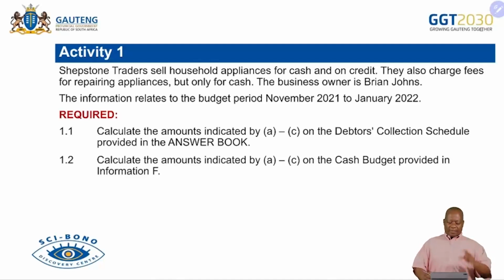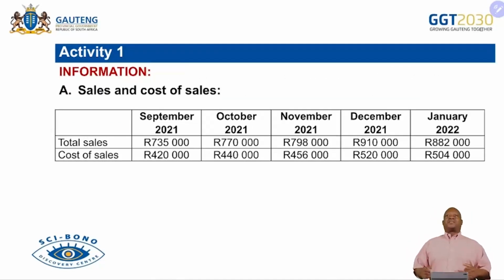What I did when it comes to the debtors' collection schedule is, though there is only A, B, and C that is missing, I am going to try and give you an overall way in which we are looking into the debtors' collection schedule, so that at least you can see how we go about it. And so we are going to be calculating even some of the figures that are already given there. There is the information that we are given. Check what they are doing here. They are giving us sales, and they are giving us cost of sales. And check, they are giving us from September, October, November, December, and January.